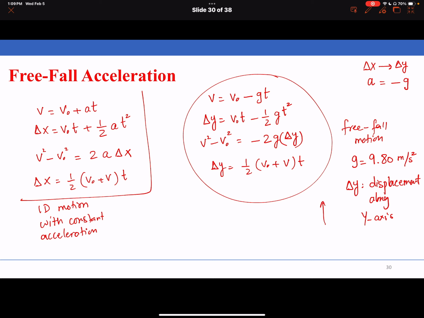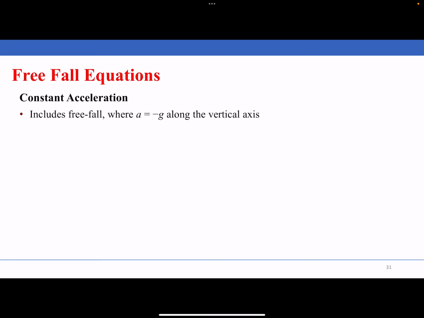Anytime objects are going upwards, delta y will be positive. Anytime objects are dropped down, delta y is negative. So please remember that when you apply the equations. For free fall equations, ignoring air resistance is very important. a is negative g. On Earth, again, I use g as 9.80 meters per second squared.